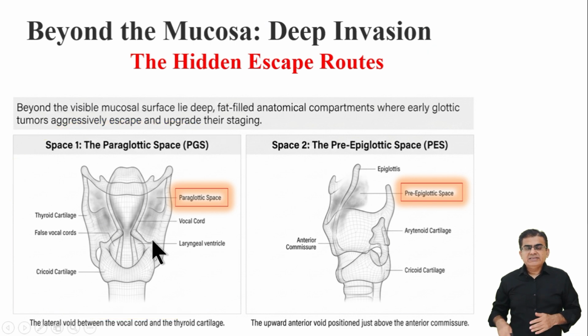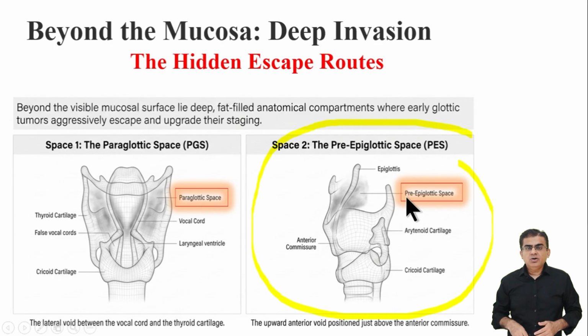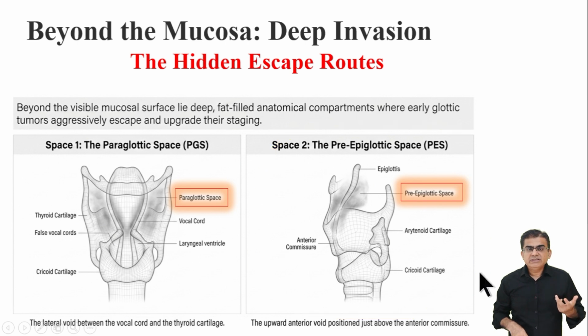Now look at the diagram on the right side. This is the pre-epiglottic space or PES. It is a large fat-filled compartment positioned just above the anterior commissure. If an aggressive tumor climbs upward from the anterior commissure, it will directly invade this space. In the next two slides, we will discuss exactly why these two specific spaces control our entire choice between surgery and radiation.